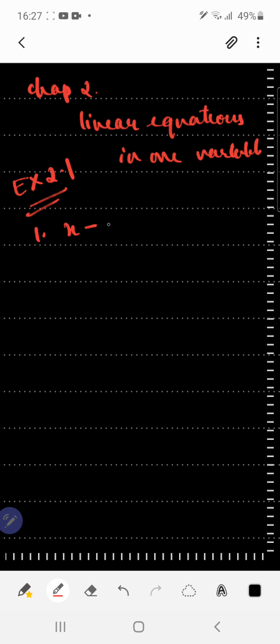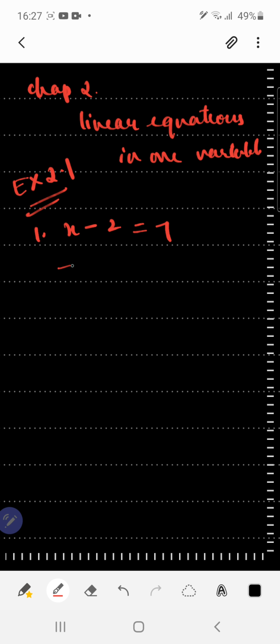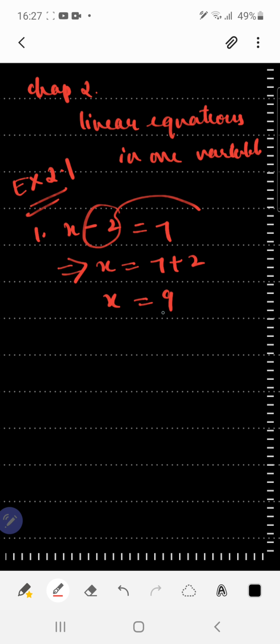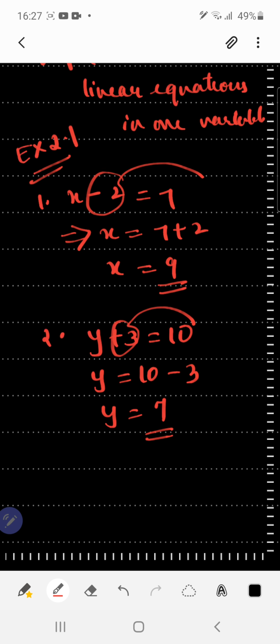First, x minus 2 is equal to 7. So I'll take this minus 2 here. It will be x is equal to 7 plus 2, and x is equal to 9. Problem number 2, y plus 3 is equal to 10. I'll take this 3 here, so it will be 10 minus 3. So y is equal to 7.